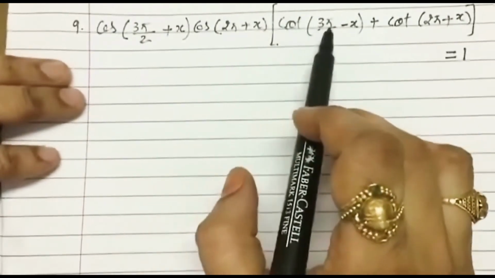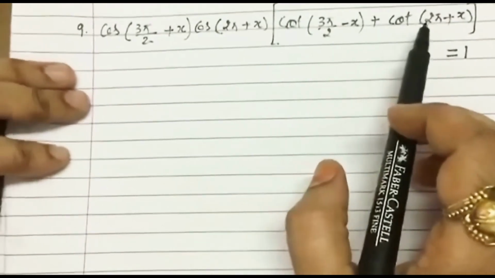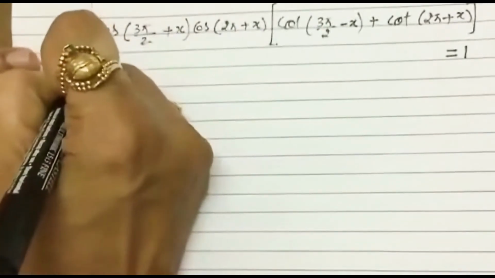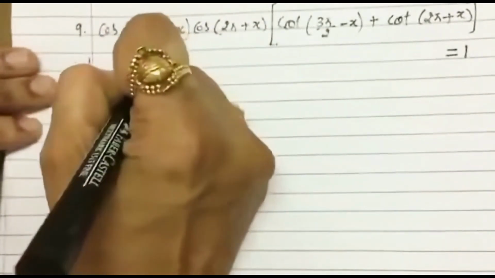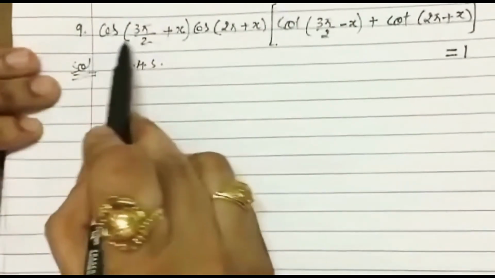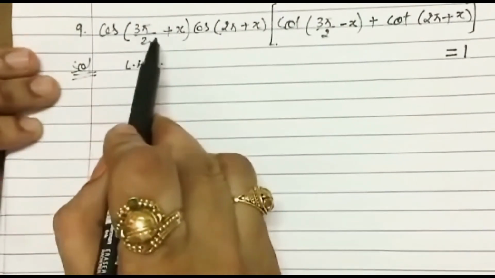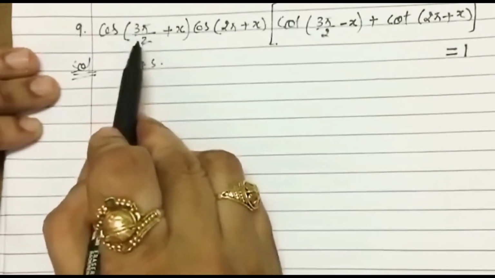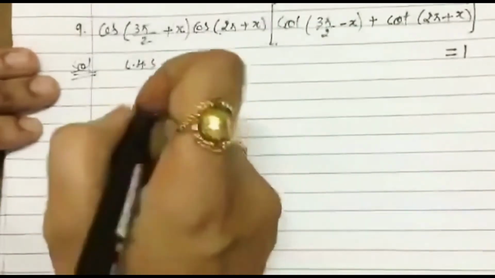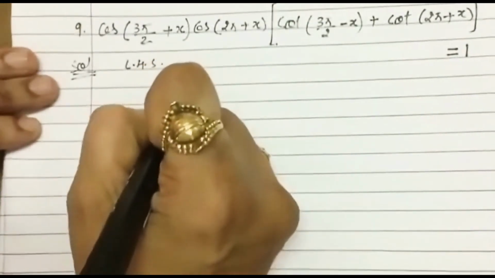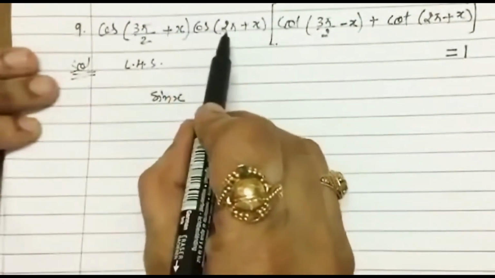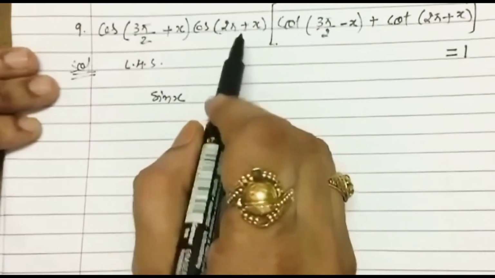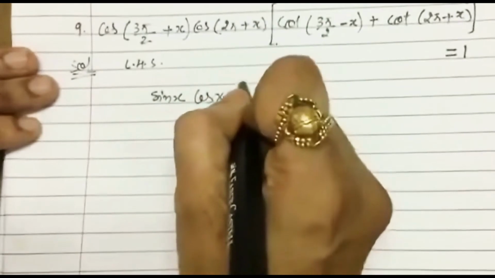Next question. The question is cos(3 pi by 2 plus x) into cos(2 pi plus x) into cot(3 pi by 2 minus x) plus cot(2 pi plus x) is equal to 1. So start the solution from the left hand side. Here it is cos(3 pi by 2 plus x). It is in the fourth quadrant, and cos is positive in the fourth quadrant, but for 3 pi by 2 plus x, cos will change into sin. So write sin x. Next, cos(2 pi plus x) is in the first quadrant, sign will not be changed, so write here cos x.